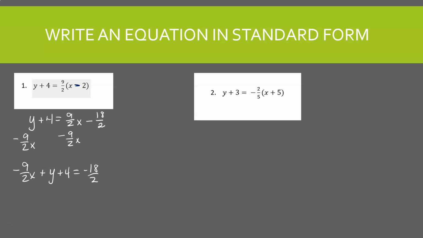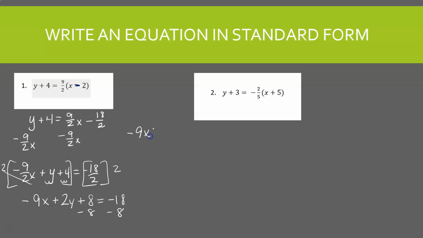At this juncture, let's get rid of the fractions. Let's do that right now. I'm going to multiply everything by 2. So now I have negative 9x plus 2y plus 8, because I had to multiply these by 2, equals negative 18. So now I'm going to subtract 8. I'm going up here. I have negative 9x plus 2y equals negative 26.